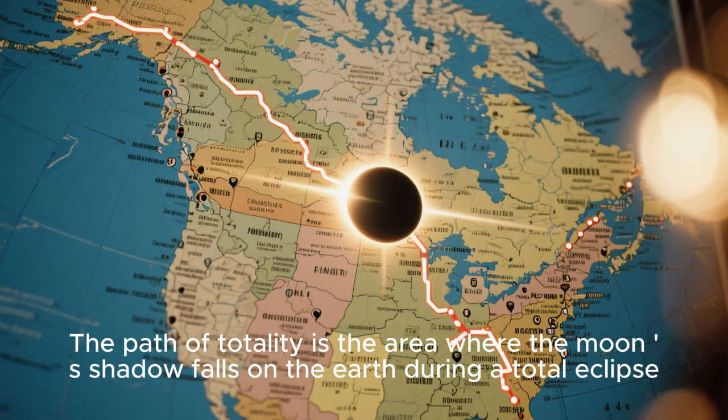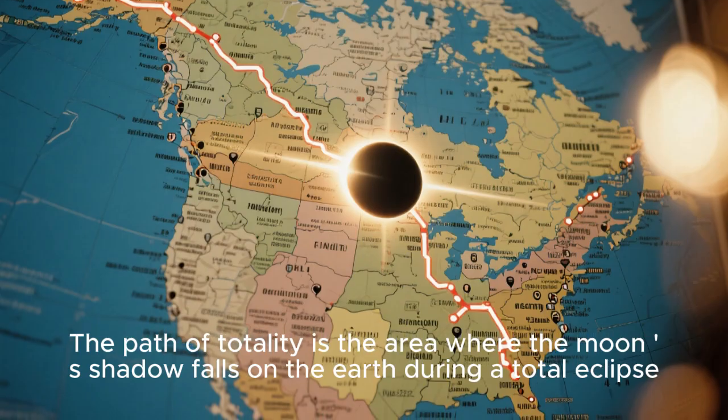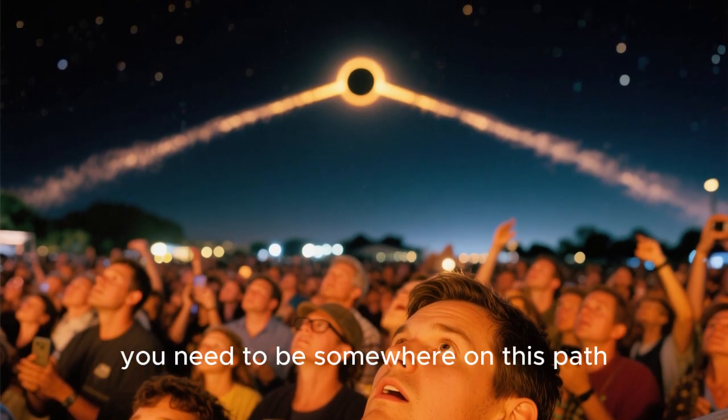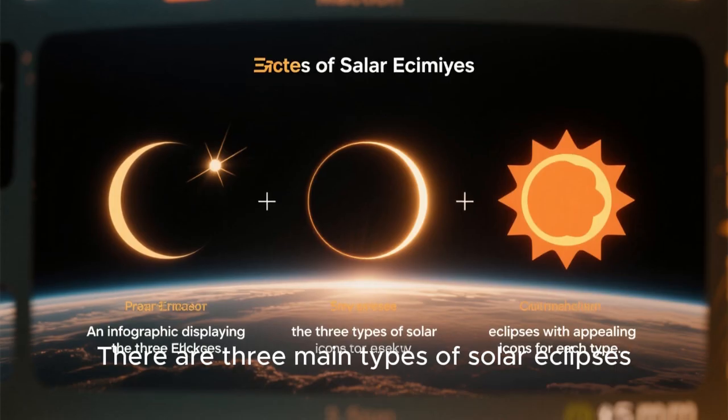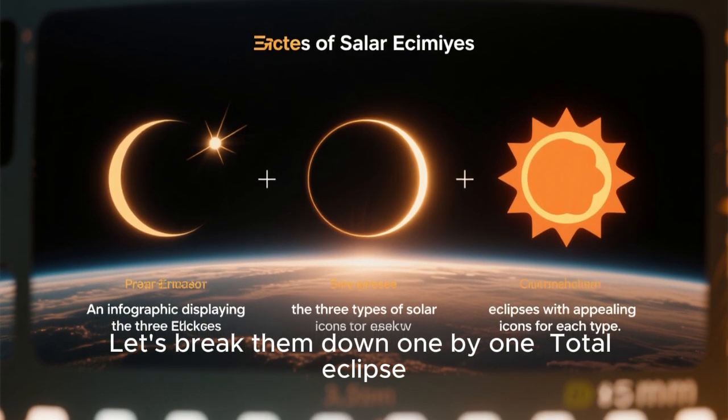The path of totality is the area where the moon's shadow falls on the Earth during a total eclipse. To experience the full glory of a solar eclipse, you need to be somewhere on this path. There are 3 main types of solar eclipses. Let's break them down one by one.